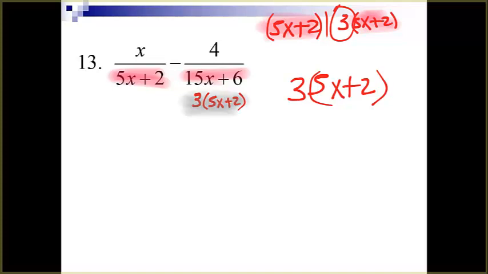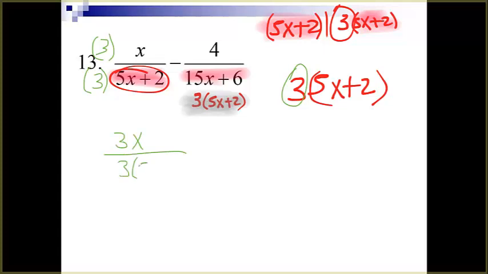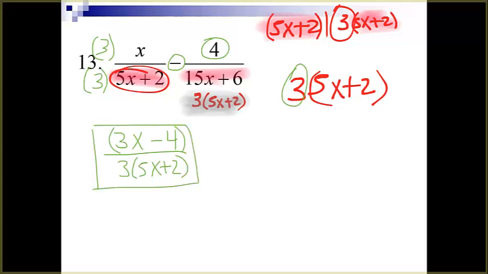So the minus 4 over the 3 times 5x plus 2 does not need anything. But this part here is missing something from the LCM. And what it's missing is the 3. So I have to multiply the top and bottom of this expression by 3. So I'll get a 3x on top over 3 times 5x plus 2. And then I have a minus and a 4, minus 4. So here is my fully factored form, if you want to put that in parentheses. The top does not have a GCF. The bottom already has the GCF factored out. You already took care of the common denominator, so that one is done.